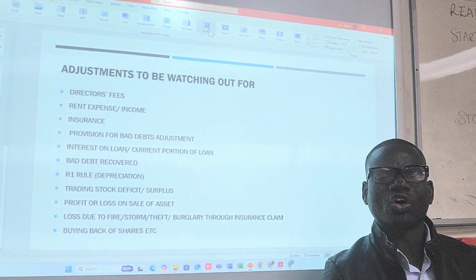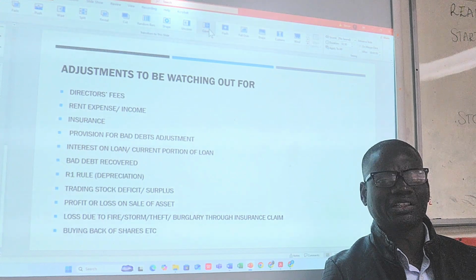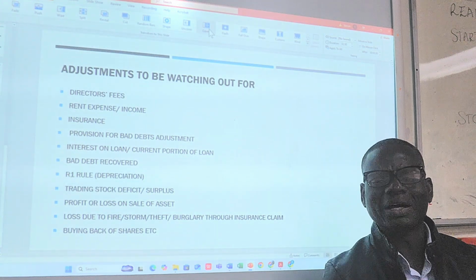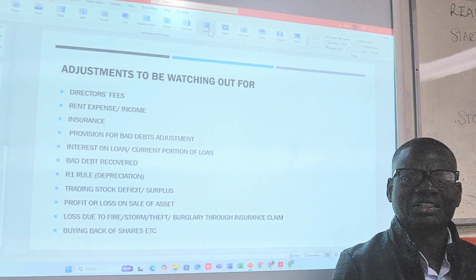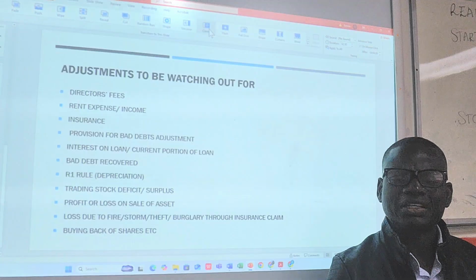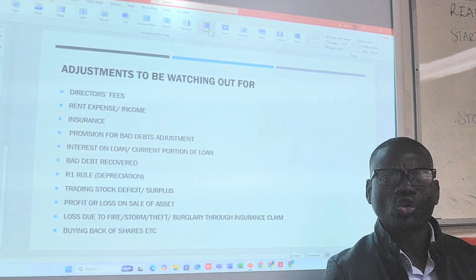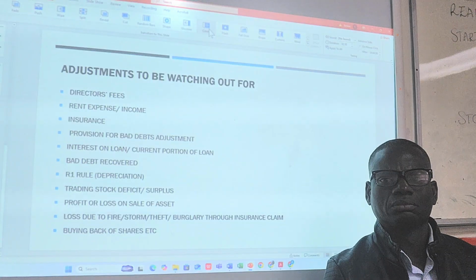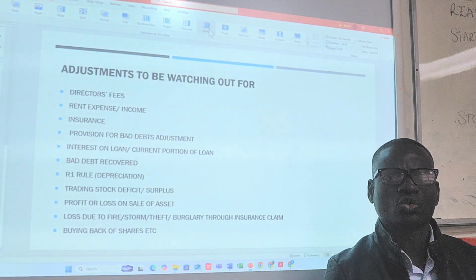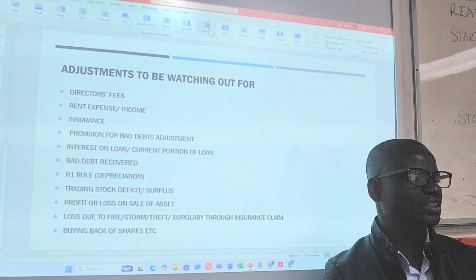Trading stock deficit or surplus. This one you need to be very, very careful with. It's very tricky because of the goods being returned. If goods are returned to the supplier, they can give you a donation, the drawings of the trading stock. They can say burglary, theft, all those things with insurance. Those are the things that make it very complex. You should be expecting any surprise, because questions come in different forms. That's why you need to practice as much as possible.